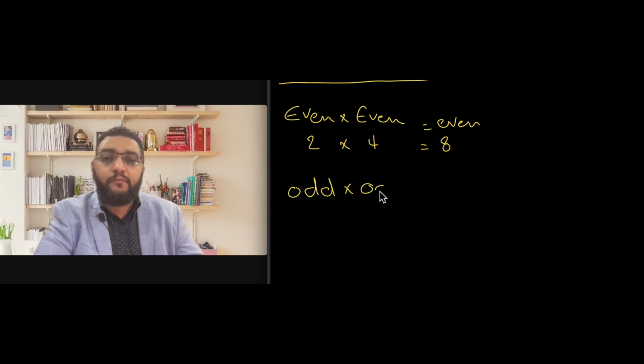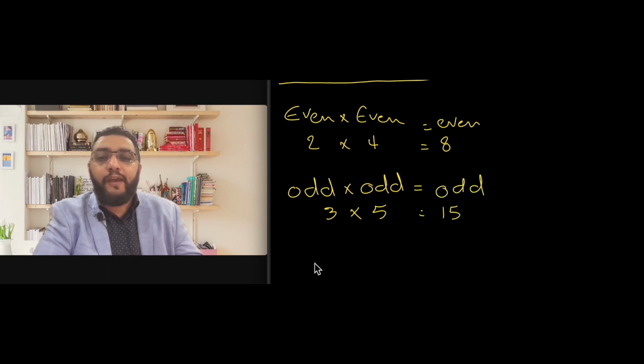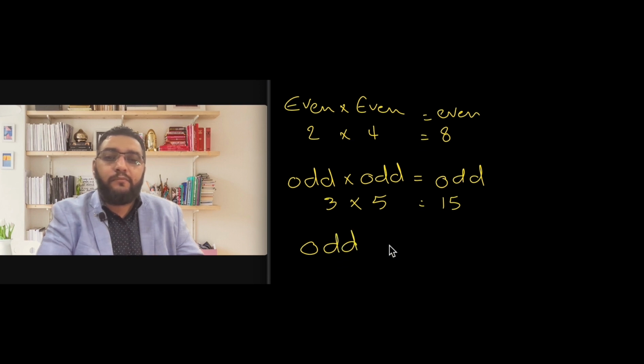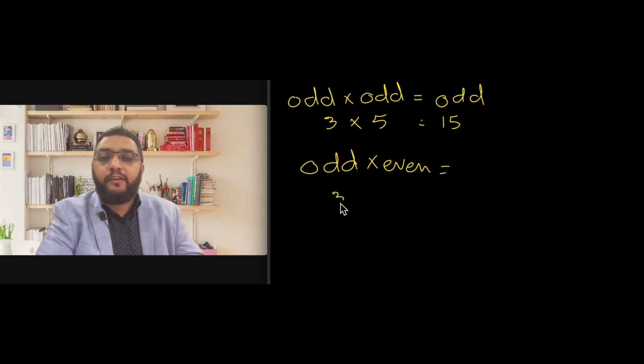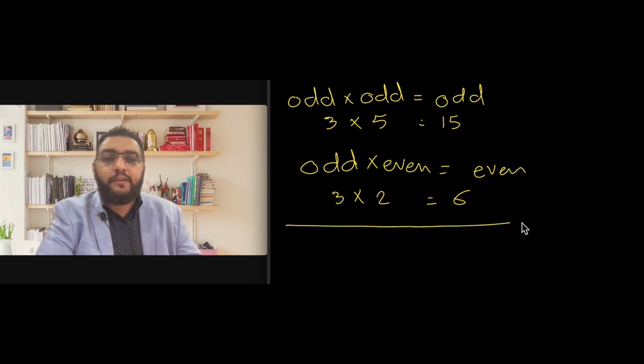You know that if we have an even number times an even number, like 2 times 4 equals 8, it gives you an even number. Also, if we have odd times odd, like 3 times 5 gives you 15, this is an odd number. But if we have odd times even, like 3 times 2 gives you 6, this is an even number. Okay, this is about the even and odd.